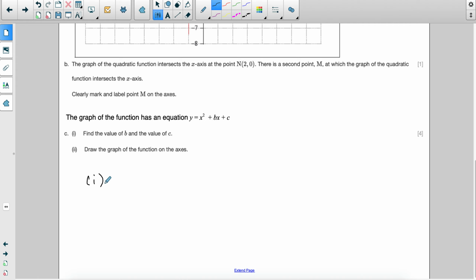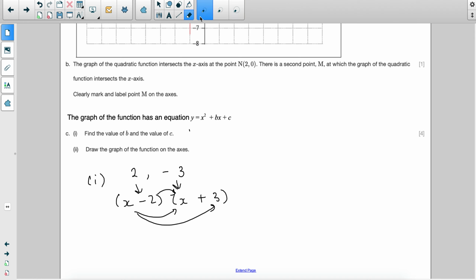So part I asks you to write the equation. There are many methods to do this, but because you have 2 and negative 3 as solutions, it means that you can write this in a factorized form, but remember you need to swap the signs. And once you've written it in such a way, you can just expand the brackets. So x times x times this, and similarly here.